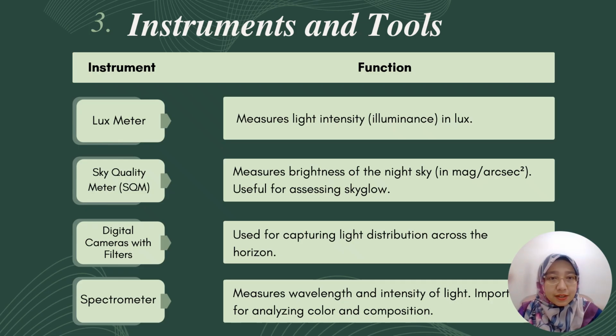Third, the digital camera with filters is used to capture the distribution of light across the horizon. This image helps visualize light spread and detect sources contributing to light trespass. And finally, the spectrometer measures the wavelength and intensity of light. It is important for analyzing the color and composition of lighting, which may affect human health and wildlife behavior depending on the spectrum. These tools together provide a comprehensive understanding of artificial lighting conditions in a given area.